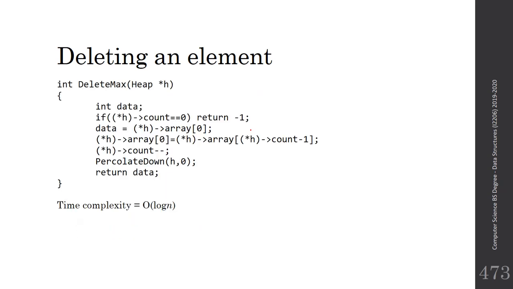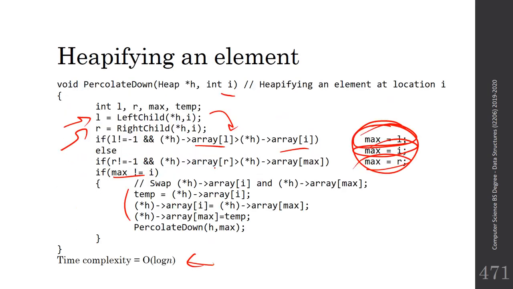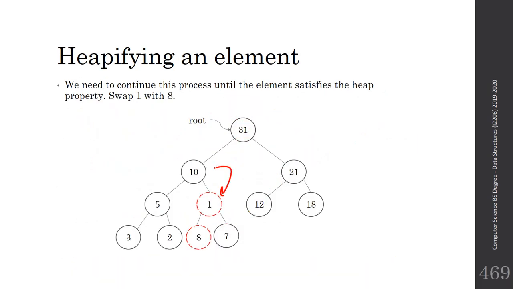While deleting the element, we delete just array of 0, the root element. We keep its data and then we will return it, and we bring the last element, which is at array of count minus 1, place it on top of the heap, and then percolate it down. We don't have an example here, so let me do that.